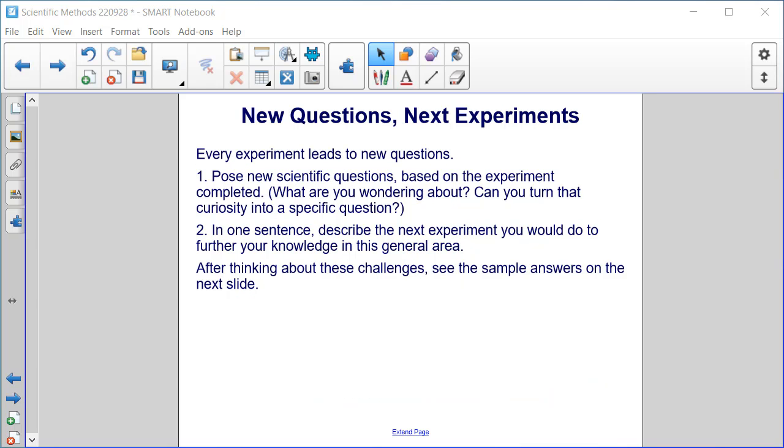New questions, next experiments. Every experiment leads to new questions. 1. Pose new scientific questions based on the experiment completed. What are you wondering about? Can you turn that curiosity into a specific question? 2. In one sentence, describe the next experiment you would do to further your knowledge in this general area. After thinking about these challenges, see the sample answers on the next slide.